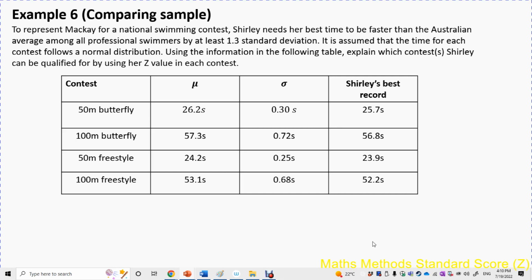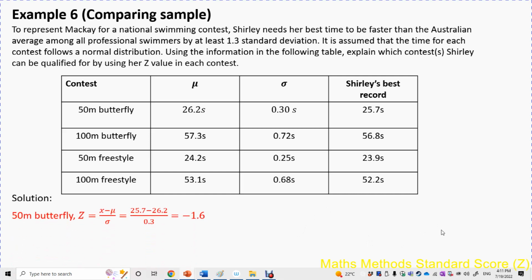I thought I did something wrong. Sorry about that. I blame the COVID for that mistake. When I said at least 1.3 standard deviations, that means her z-score should be less than or equal to minus 1.3. Sorry for the mistake. I think I should finish this pretty quickly.